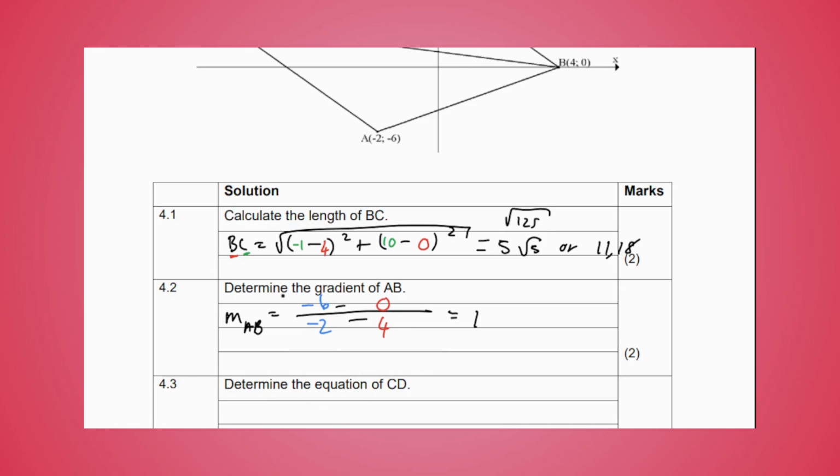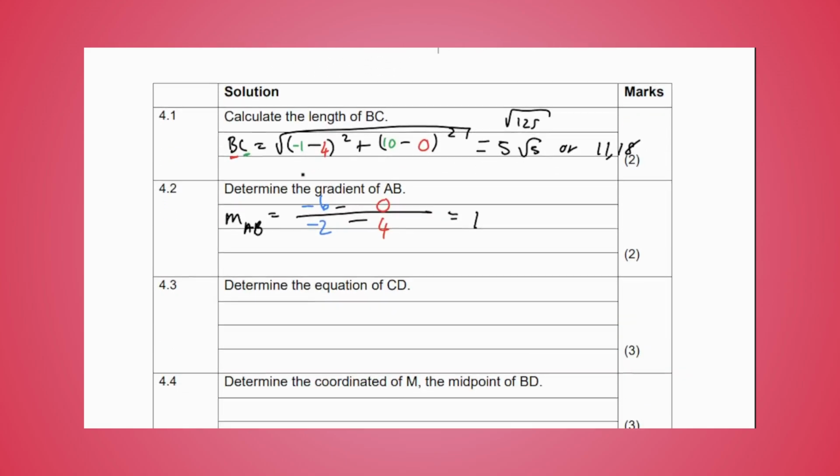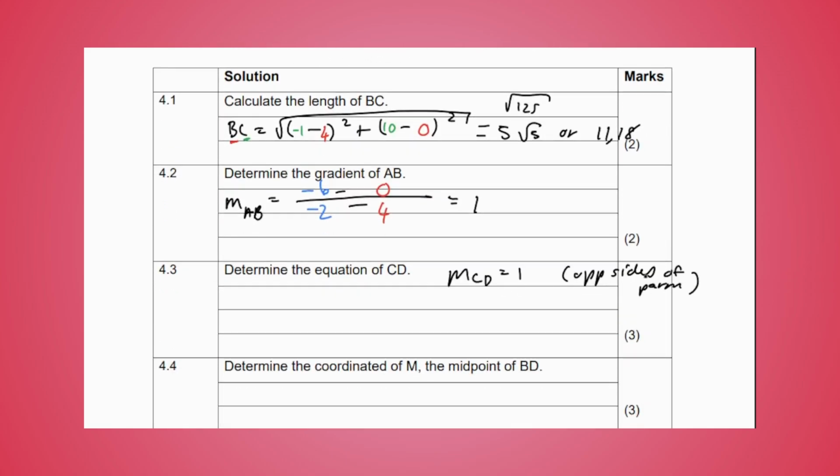Then they ask you for the equation of CD. Now, we don't have this coordinate, and to find an equation, we need a gradient and a point. We have a point, but we don't have a gradient. But they told you it's a parallelogram. So one of the things we know about a parallelogram is that the opposite sides are parallel and equal. And we did find AB already. We said the gradient of AB is 1, therefore the gradient of CD is also 1. If they ask you for a reason, you say opposite sides of a parallelogram.